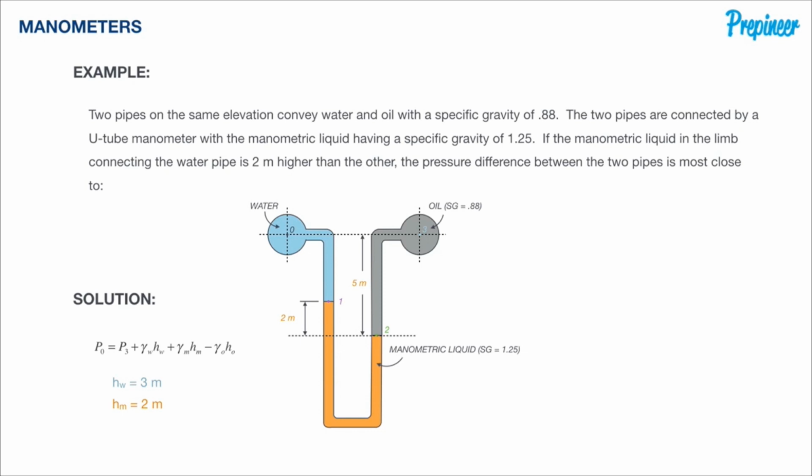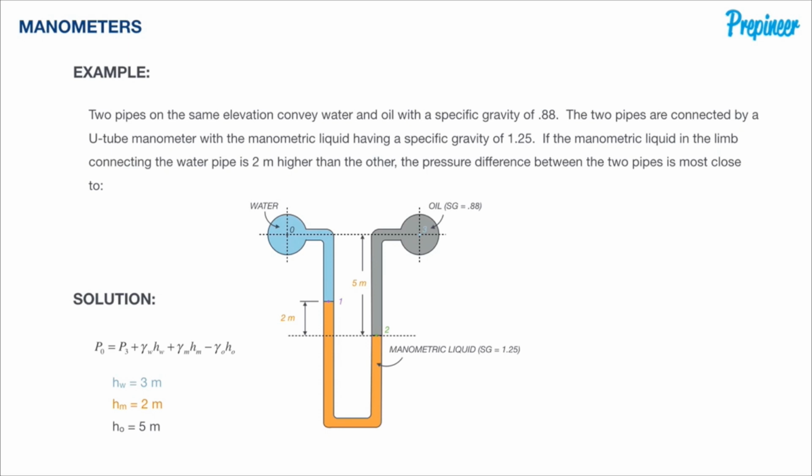The height of the manometric fluid is 2 meters, the height of that column. And the height of the oil column is 5 meters. So it looks like we have all the heights defined in our formula, but we have none of the specific weights defined, at least in our particular problem statement.